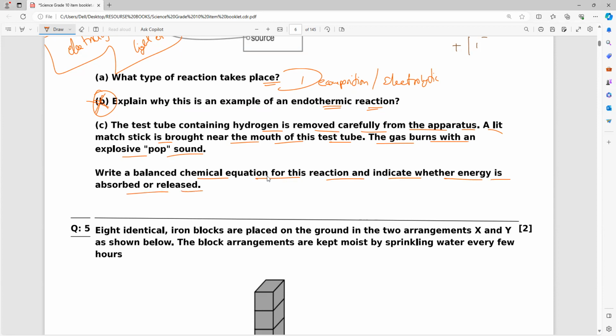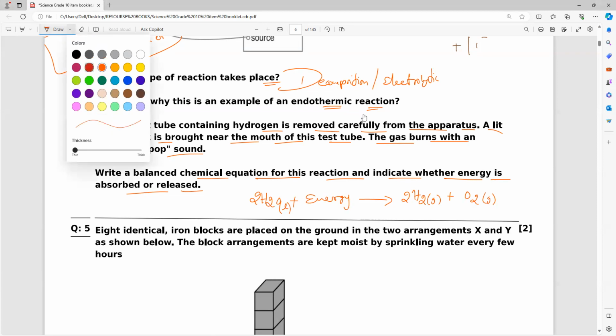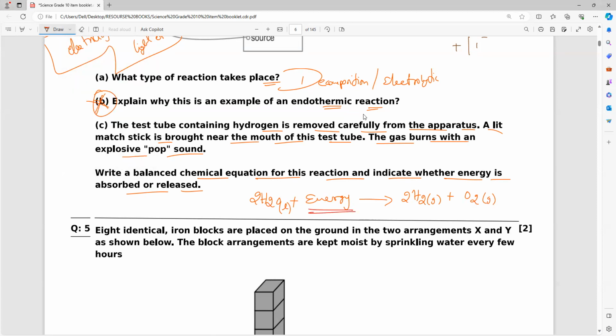absorbed or released. Energy is absorbed means LHS or RHS? Energy is absorbed, LHS or RHS? LHS. Yes, so please write. They ask or not, our duty is to write the balanced equation. Energy absorbed, endothermic reactions, LHS. Energy is released, exothermic reactions, RHS. Note it, everyone.